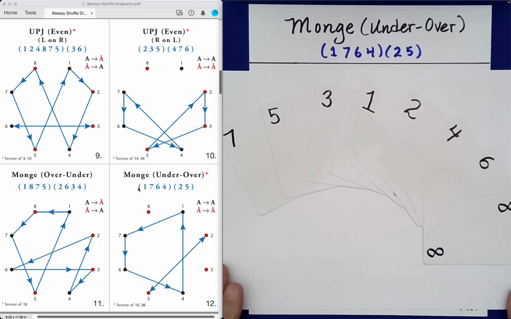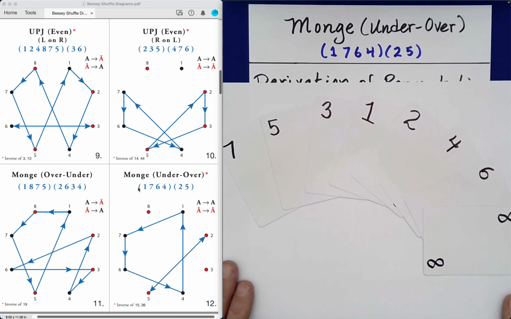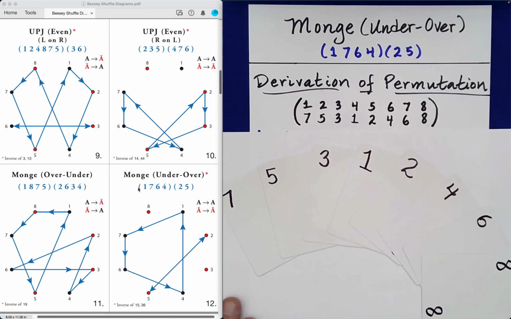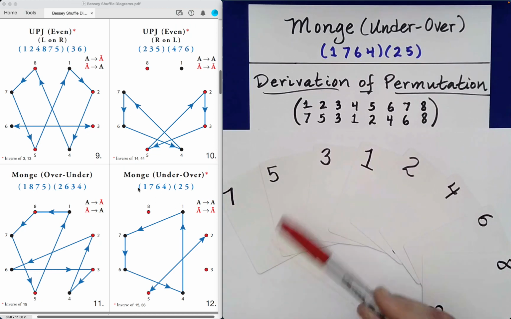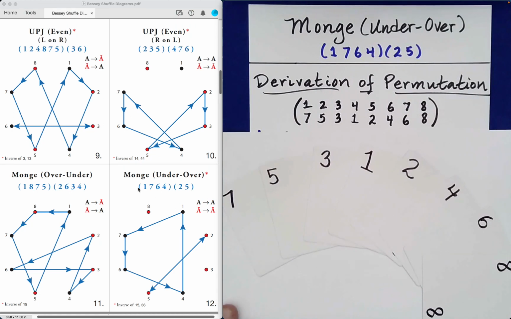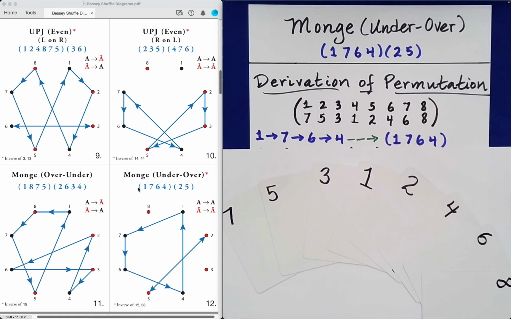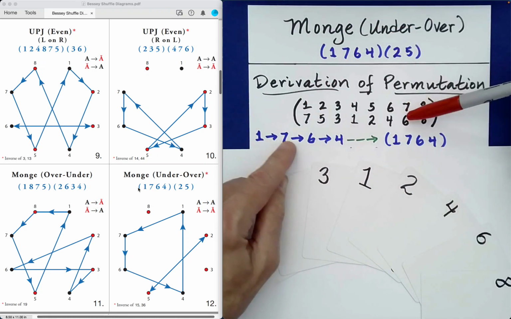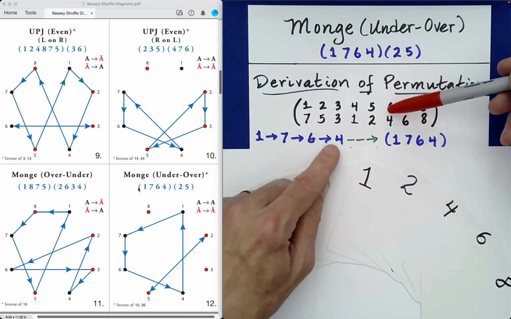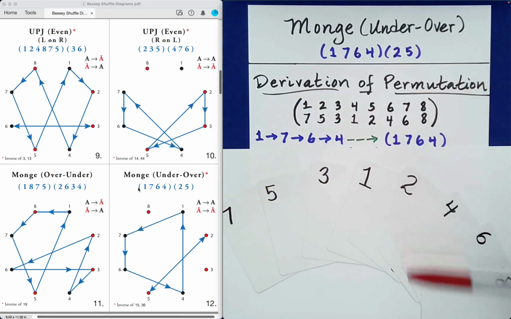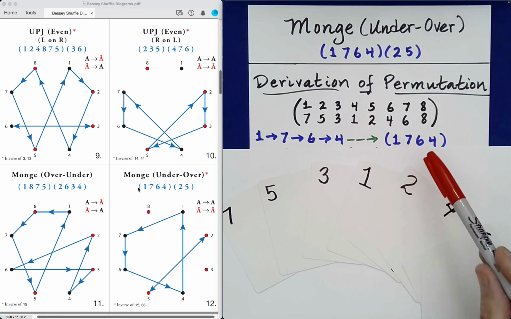Okay, so it looks like we get an ordering of 7, 5, 3, 1, 2, 4, 6, 8. Is that what I've written down here in Cauchy's two-line notation? Well, it should be 7, 5, 3, 1, 2, 4, 6, 8. And that can be converted to cycle notation as follows. We can see here 1 goes to 7, 7 goes to 6, 6 goes to 4, 4 goes to 1, so it wraps around. So we have a completed 4-cycle.